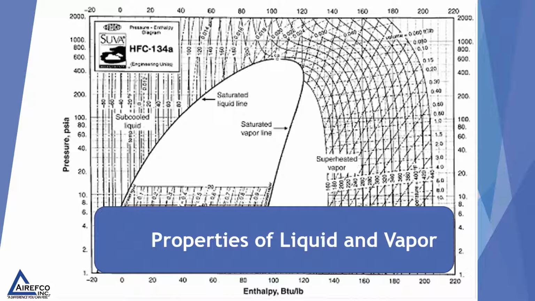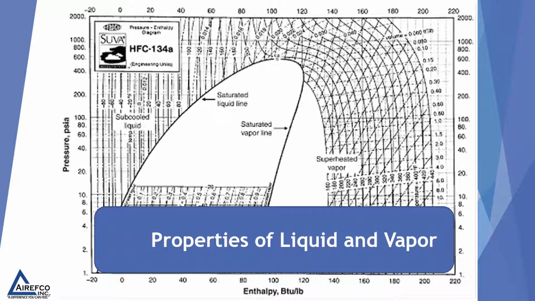So a pressure enthalpy chart deals with the properties of liquids and a vapor or a gas. So any substance that exists in this world that is a liquid or a gas has a pressure enthalpy chart for it. So all of our refrigerants have pressure enthalpy charts that are associated with the properties of the refrigerant as it exists as a liquid and also as a vapor.